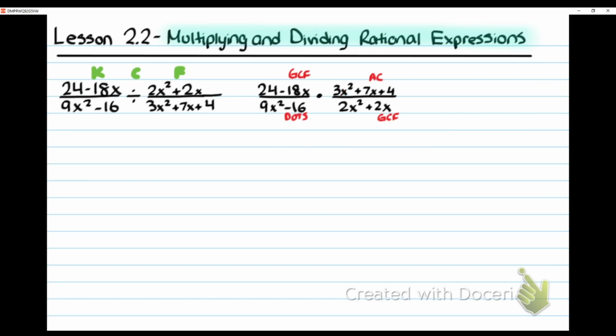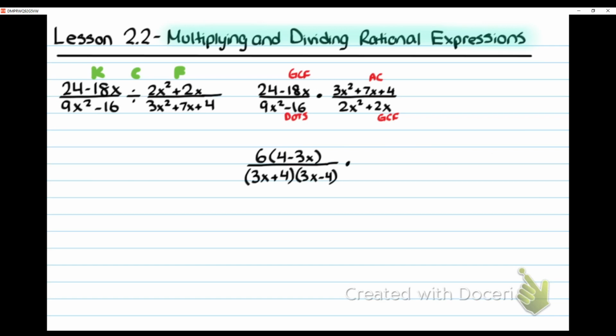So when we factor the GCF out of the first numerator, the GCF between 24 and 18x is 6, and you'd be left with 4 minus 3x. The denominator, when we factor by DOTS, the square root of 9 is 3, the square root of x squared is x, the square root of 16 is 4. So remember, one gets a plus, one gets a minus. 3x plus 4, 3x minus 4.